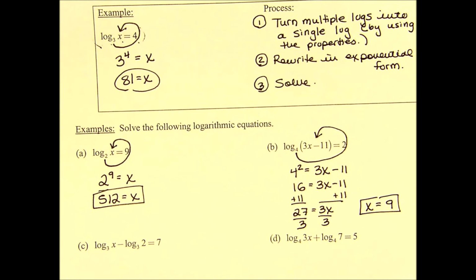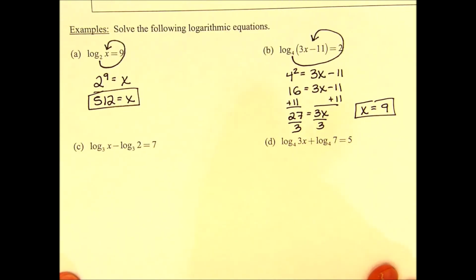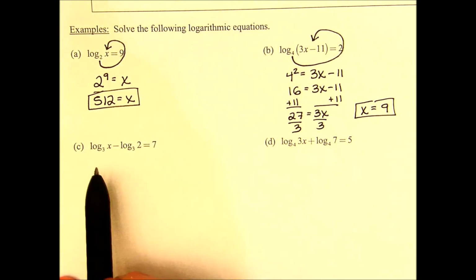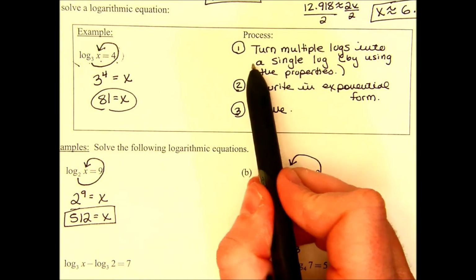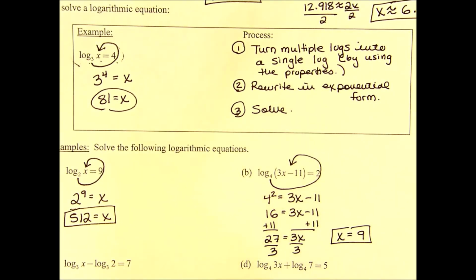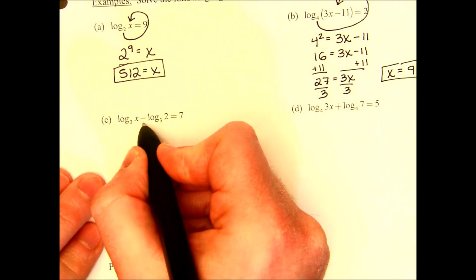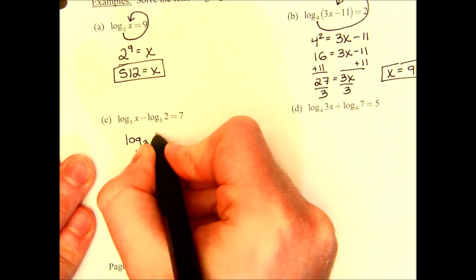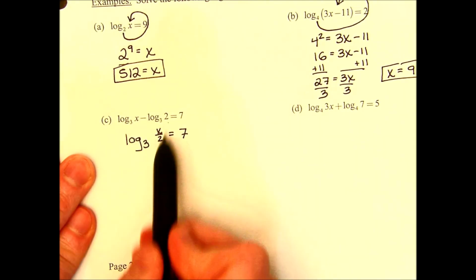Two more examples, and then we'll be set. In C and D, we have multiple logarithms. Not okay. We can't deal with solving an equation if there's more than one log in there. So we're going to use step number 1 of the process that we haven't yet used, which says to turn multiple logs into a single log by using the properties from the last section. Hopefully you remember that when we subtract logarithms, we divide the stuff inside. So I'm going to say this is log base 3 of x over 2 equals 7. I'm just going to divide x by 2 inside my log.